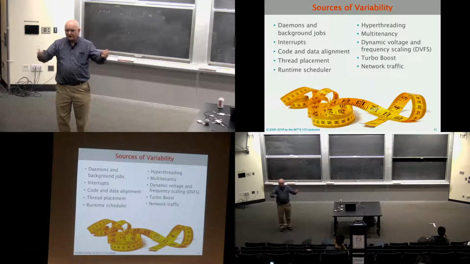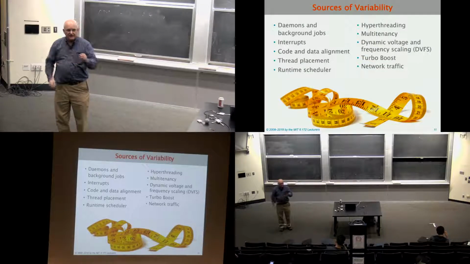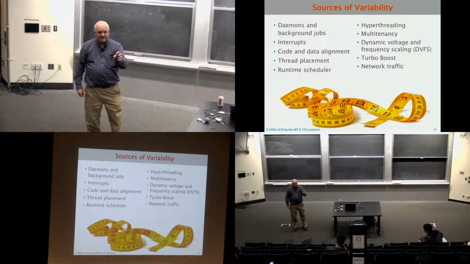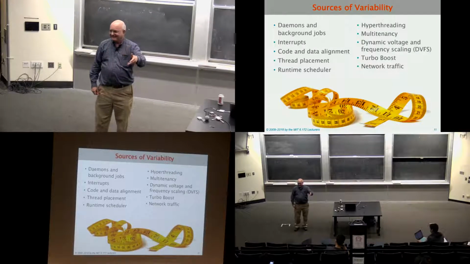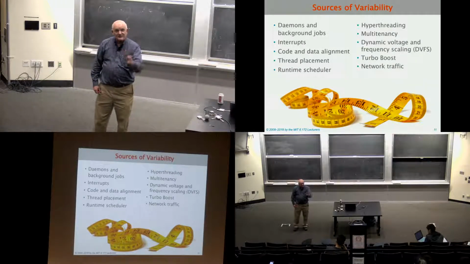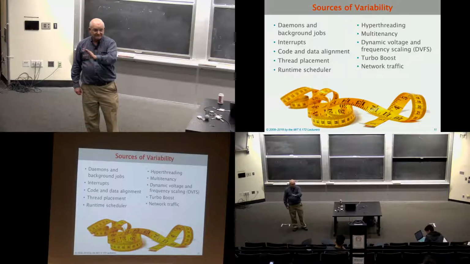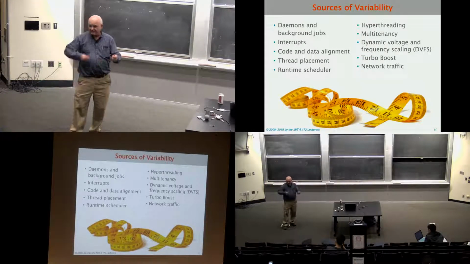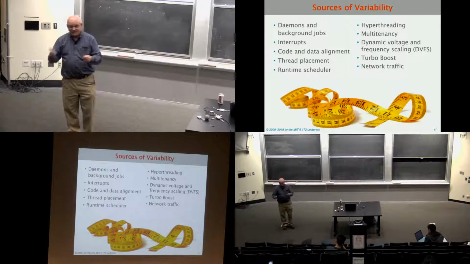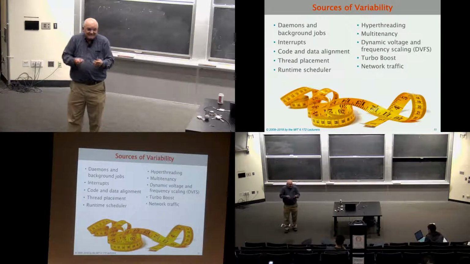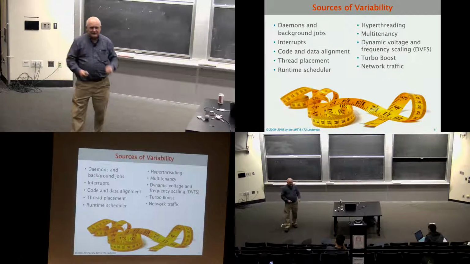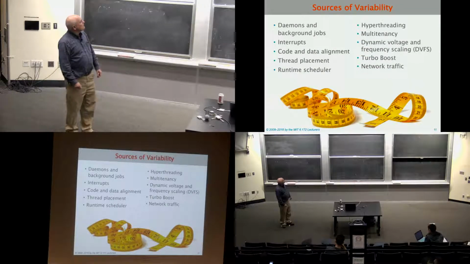Thread placement: if you have a multi-core machine, which core is it running on? It turns out the system likes to use core 0 for a lot of its stuff. So if you're going to take reliable measurements, don't run on core 0. Runtime scheduler: for example, we have a randomized scheduler, which means there are random numbers going on. So you're going to try to take measurements in the midst of all this randomness.